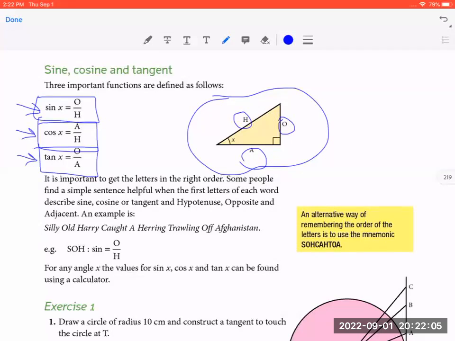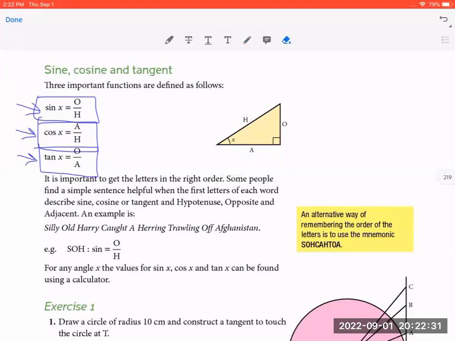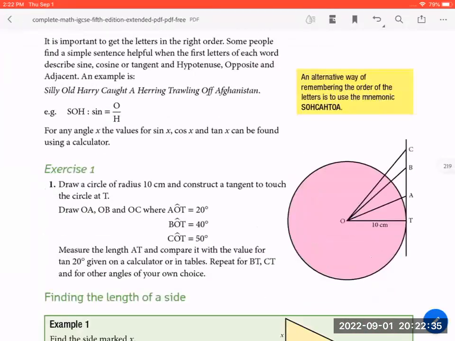Okay. Sine is the opposite over hypotenuse. Cosine is adjacent over hypotenuse, and tan is the opposite over adjacent. Yes, excellent. So you have to memorize this rule because it's very important.